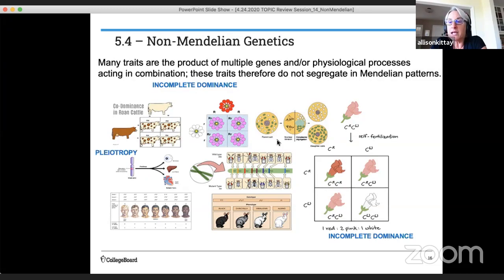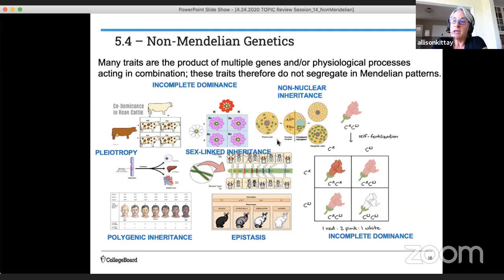And then we've got pleiotropy, where one gene has multiple effects on the phenotype. Sex-linked inheritance, which we just discussed. Non-nuclear inheritance, which means that there are some organelles that have their own DNA, and they can be inherited separately from genomic DNA in the nucleus. Polygenic inheritance means that there are many genes that influence the phenotype. And epistasis, which is when one gene will have an effect on the expression of another gene.